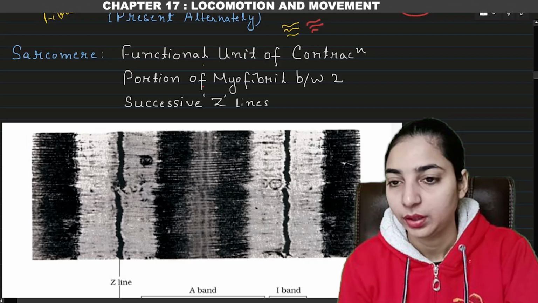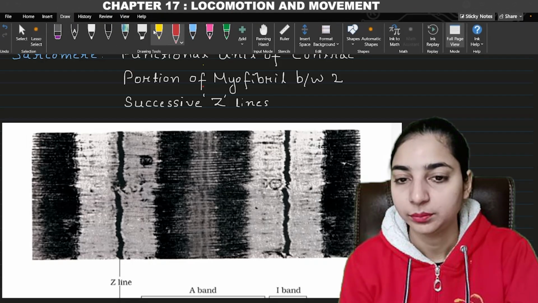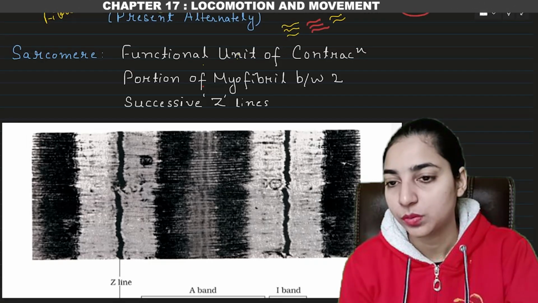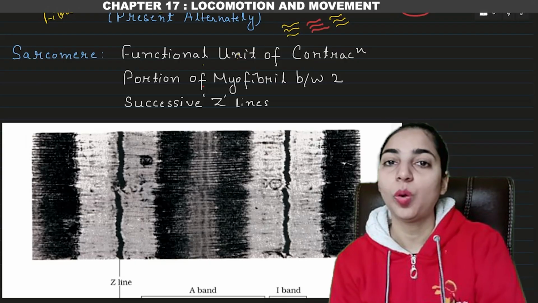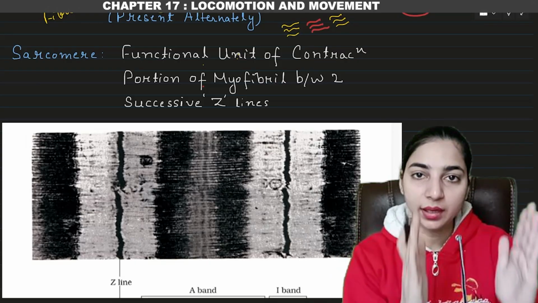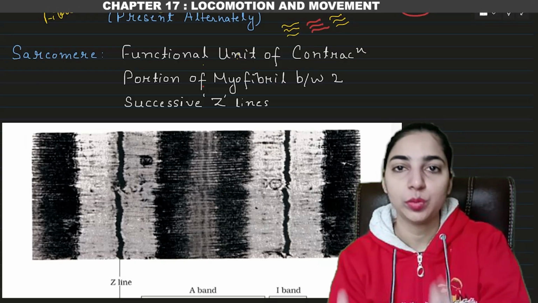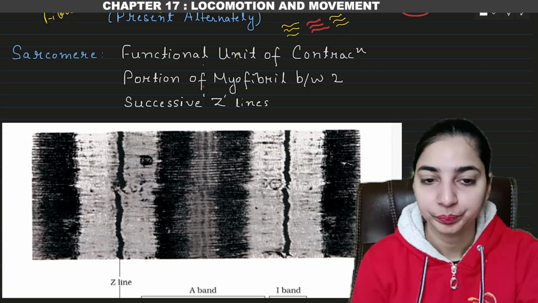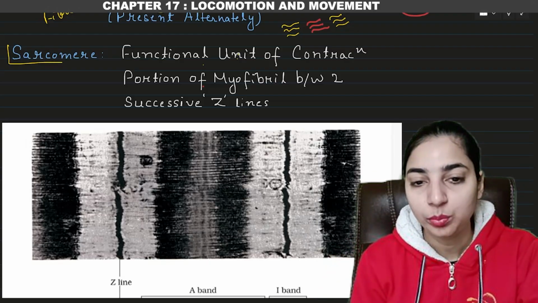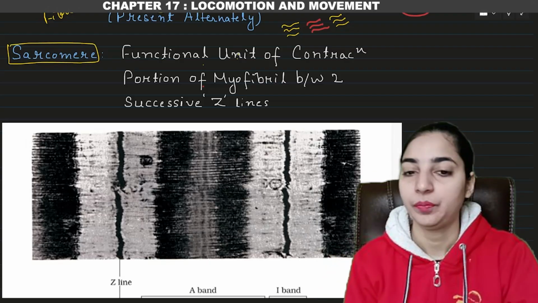Myosin. Then again we will have actin, and then again myosin. Okay, so these are present in an alternate pattern. First you will see the band of actin, then the myosin, then actin, then myosin. Okay, now a very important term, that is sarcomere.